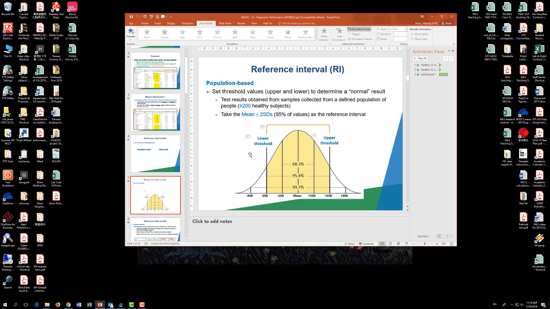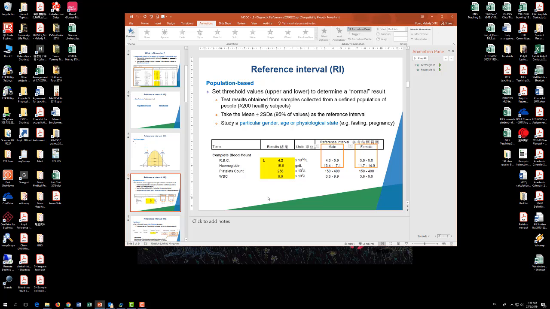should be obtained from samples collected from a defined population, usually more than 200 healthy subjects. And then we will take the mean plus and minus 2 standard deviations, so it can cover 95% of the healthy population. When we set the population-based reference interval, the research study will also focus in particular on gender, age, or physical states. For example, the red blood cell count and hemoglobin concentration is higher in male than in female.